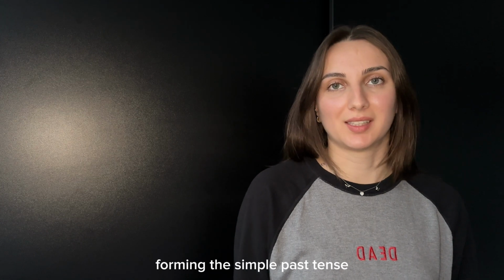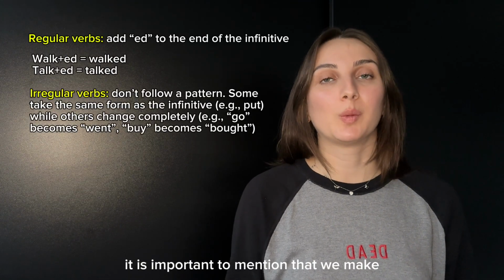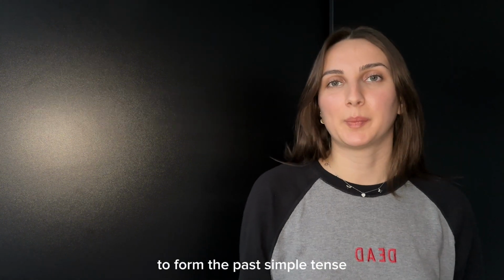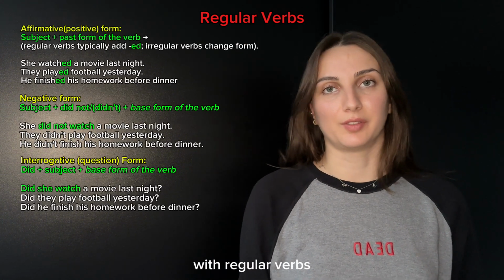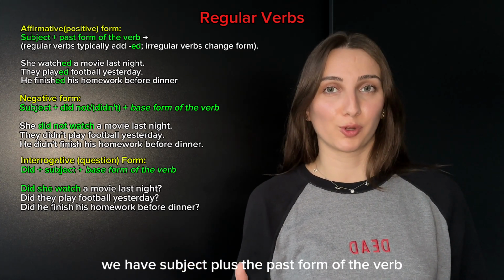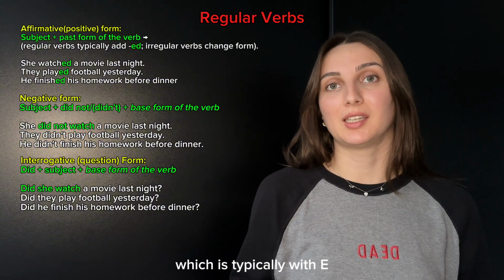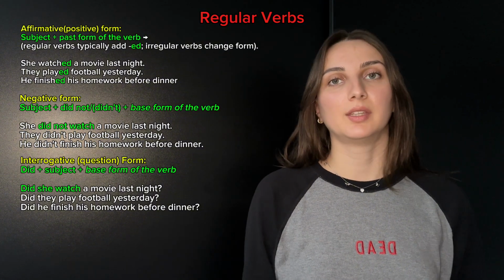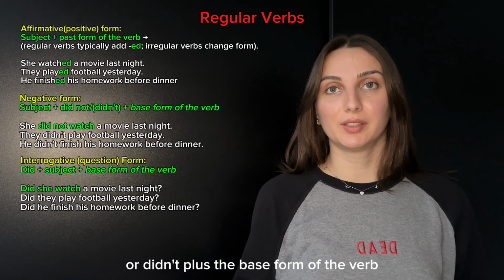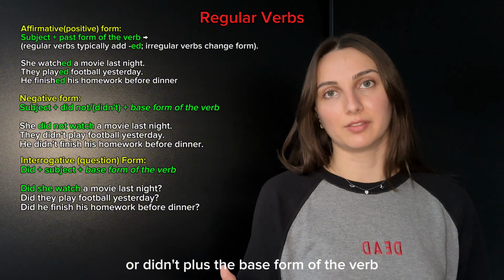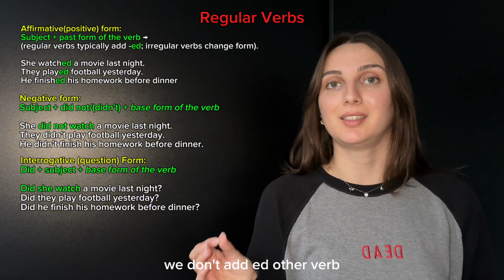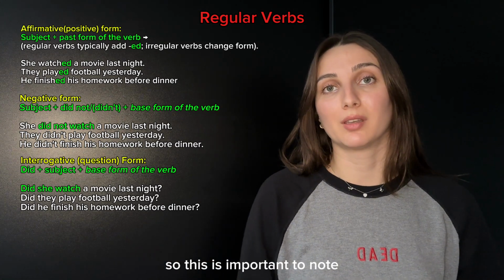Forming the simple past tense. It is important to mention that we make a distinction between regular and irregular verbs. To form the past simple tense with regular verbs, we have subject plus the past form of the verb, which is typically with ed at the end. The negative form would be subject plus did not or didn't plus the base form of the verb. Here we don't change the verb into the past. We don't add ed to the verb. So this is important to note.